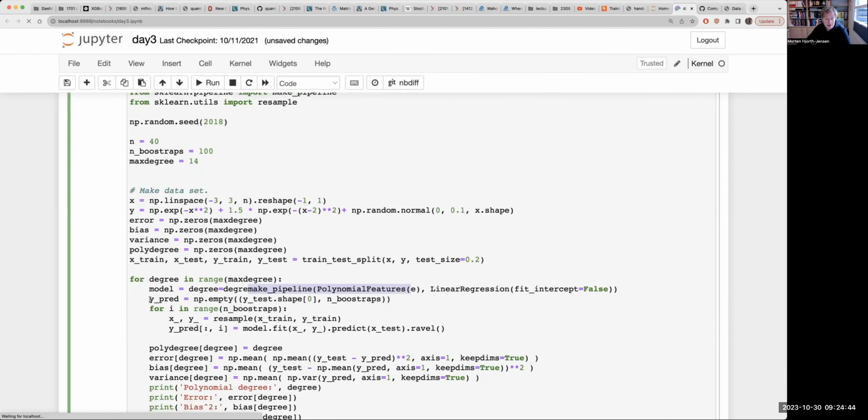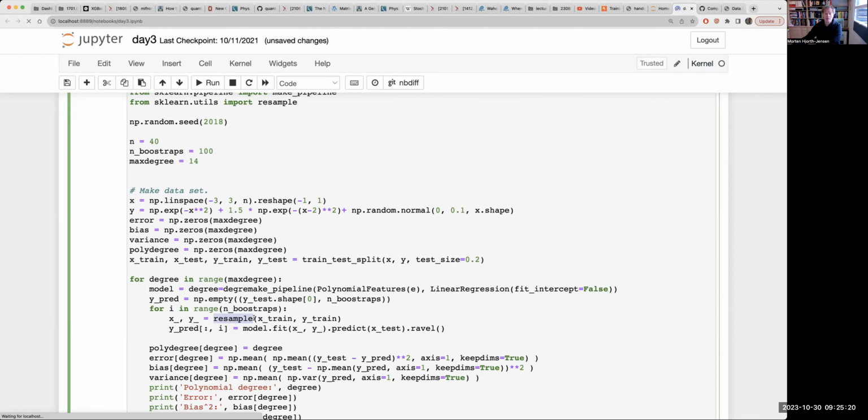And here I now make a prediction, which is a prediction array, but then I perform bootstraps. And for every bootstrap, I make a prediction. So for every bootstrap here, I compute new values for X and Y, and then I train with my X train and Y train. You see that X and Y here are simply given by this resample function, which is included with scikit-learn. And that resamples my X train and Y train.